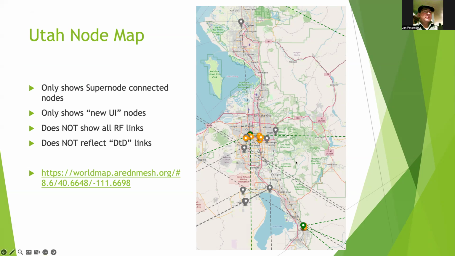But this is what's currently, if you were to join the network here in Salt Lake, this is what you would be able to access locally. And most of these are tunnel links. Most of these are not RF links.